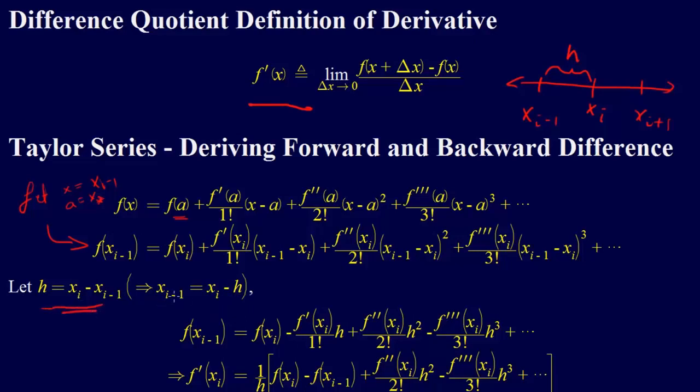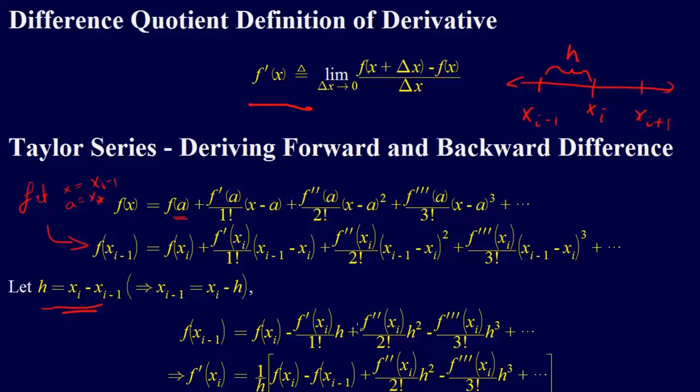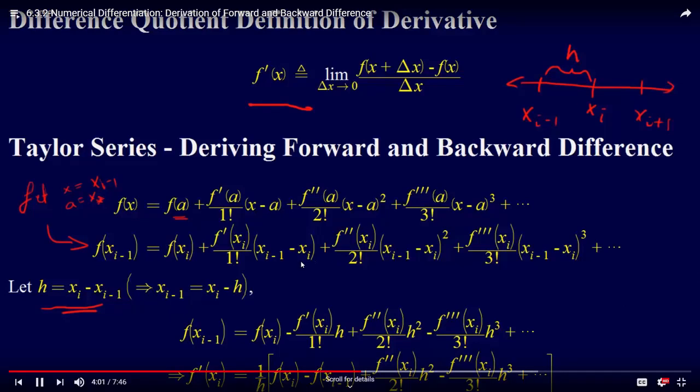It's just rearranging this, so x_{i-1} is equal to x_i minus h. And that'll let us represent this in terms of h, in terms of the distance here. So you might also call that h delta x, okay? So we say f of x_{i-1} is equal to f of x_i, f prime x_i over 1 factorial times h, f double prime x_i over 2 factorial times h squared, f triple prime over 3 factorial h cubed, and so forth. So you get the idea.